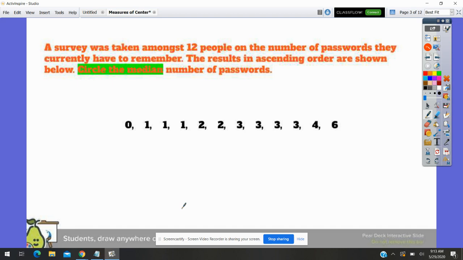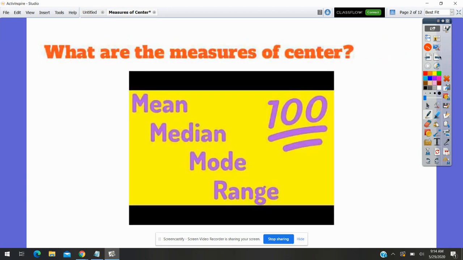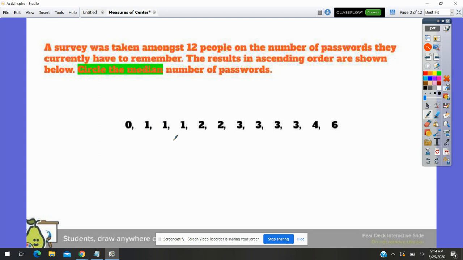Hi everyone, so I'm just going to go over the measures of center classwork that was due this morning. Some of you struggled with a few things in this assignment. So in this case, a lot of you saw this for the first question. First you watched the video and then you answered the question about the survey of the passwords of the 12 people, and you had to circle the median, so the middle number.